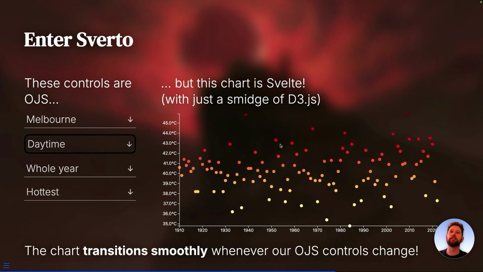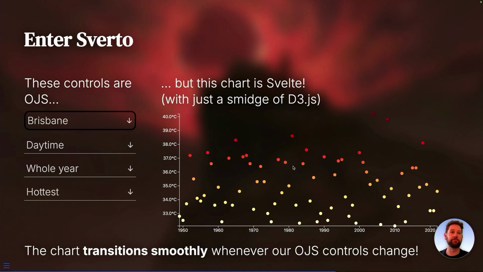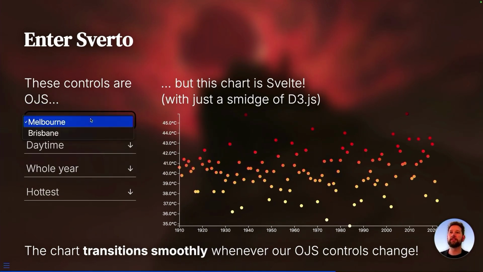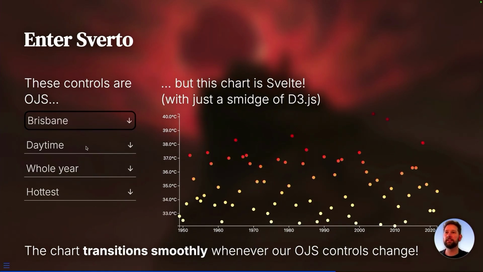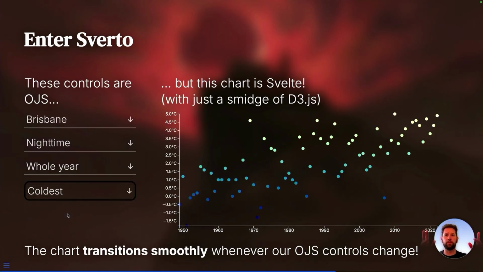So that could be like the colors as we change from day to night, as we change from Melbourne to Brisbane, looking at historical weather. You can see that we're adding and removing points as we need to, fading them in and out, and we're moving them as well. And you can see when we go from hottest to coldest, we've also got some axes that we're using with D3.js. So yeah, we've got a bit of everything here.